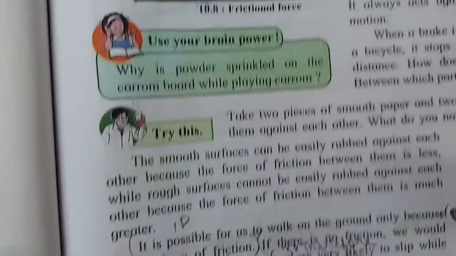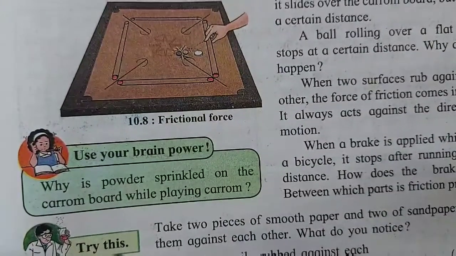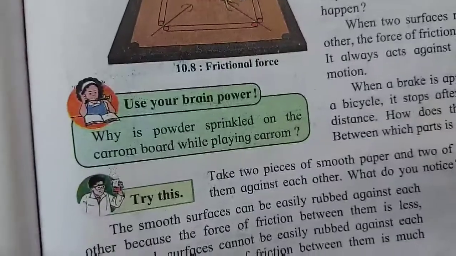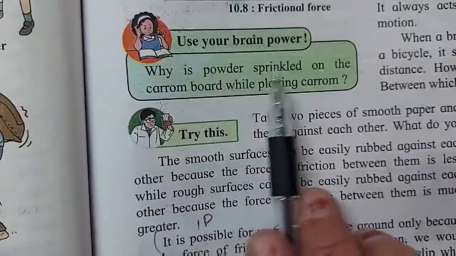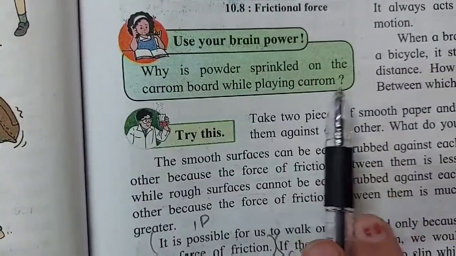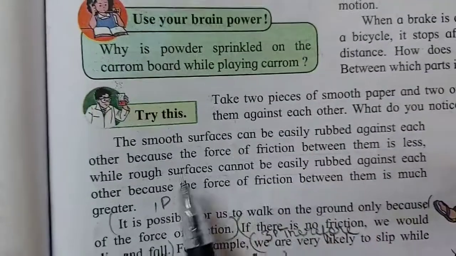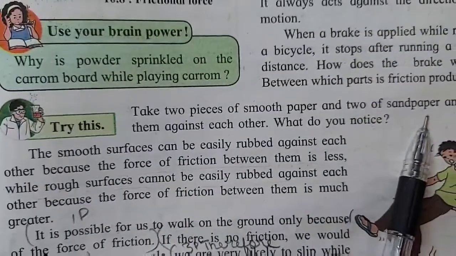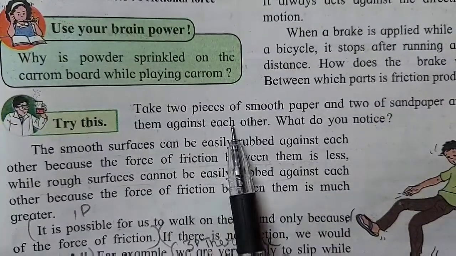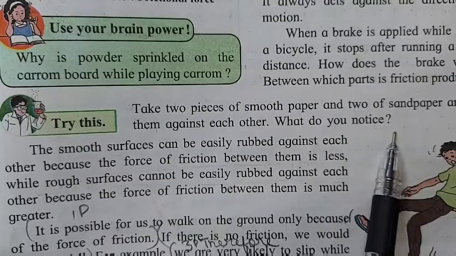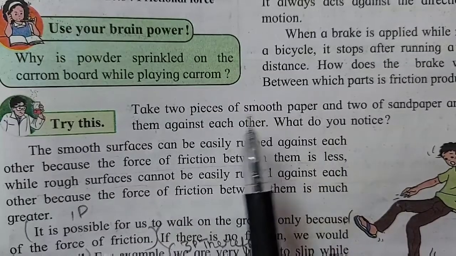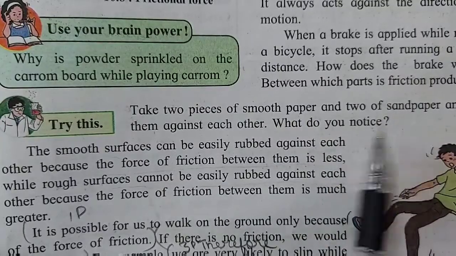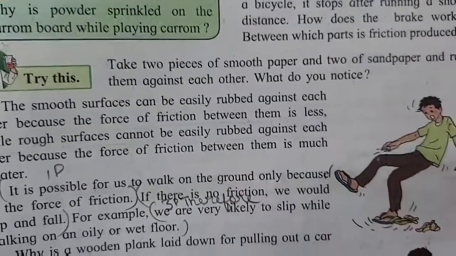Now when a carom piece is flicked, why is the powder sprinkled on the carom board while playing carom? Why? What is the reason? Now take 2 pieces of smooth paper and 2 of sandpaper and rub them against each other. What do you notice? Now what are we experimenting? Taking 2 smooth paper and 2 pieces of sandpaper. You all know what is sandpaper? You all must have seen it.